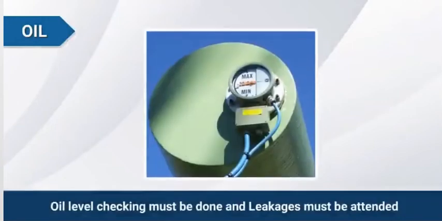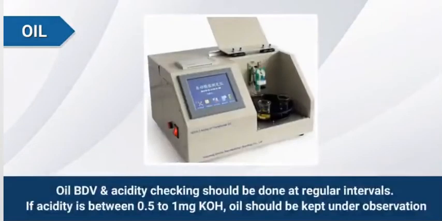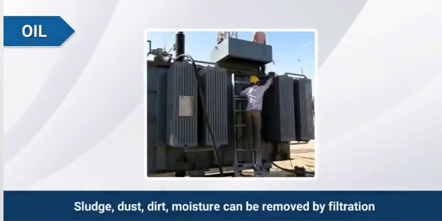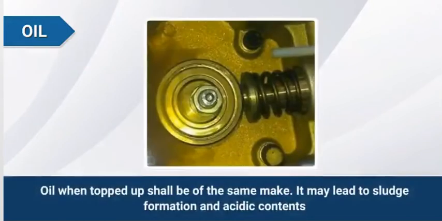First, oil. 1. Oil level checking must be done and leakages must be attended. 2. Oil BDV and acidity checking should be done at regular intervals. If acidity is between 0.5 to 1 mg KOH, oil should be kept under observation. 3. BDV, color and smell of oil are indicative. 4. Sludge, dust, dirt, moisture can be removed by filtration. 5. Oil when topped up shall be of the same make. It may lead to sludge formation and acidic contents.